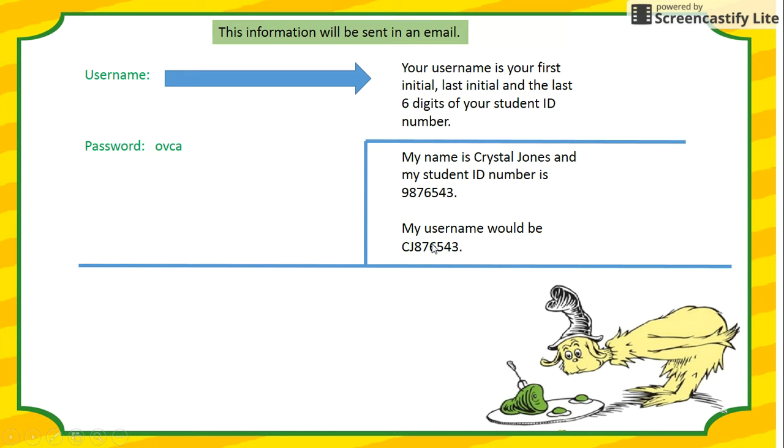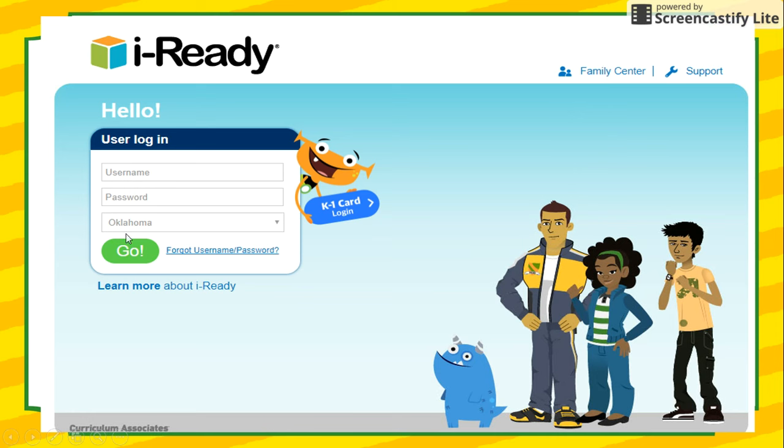Okay? This information is going to be sent to you in an email too, so if you forget, that's okay. Check your email, it's there. And then your password is OVCA, all in lowercase letters. So remember, you want to write this down and keep it in a safe place because you'll be using this all year. So you'll type that in, and then you have to choose Oklahoma because that's our great state. And then go ahead and push go.